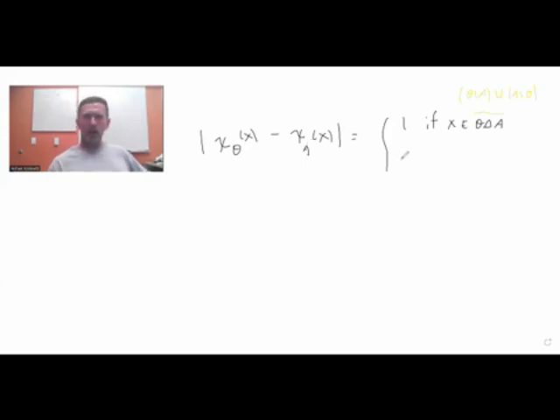On the other hand, if x is not in theta nor in A, then 0 minus 0 is 0. If x is in the intersection, then 1 minus 1 is 0. So otherwise it's 0. So this is simply the characteristic function of theta symmetric difference A. And what we're particularly interested in is raising it to the p, and that does nothing here because it's 0 or 1.